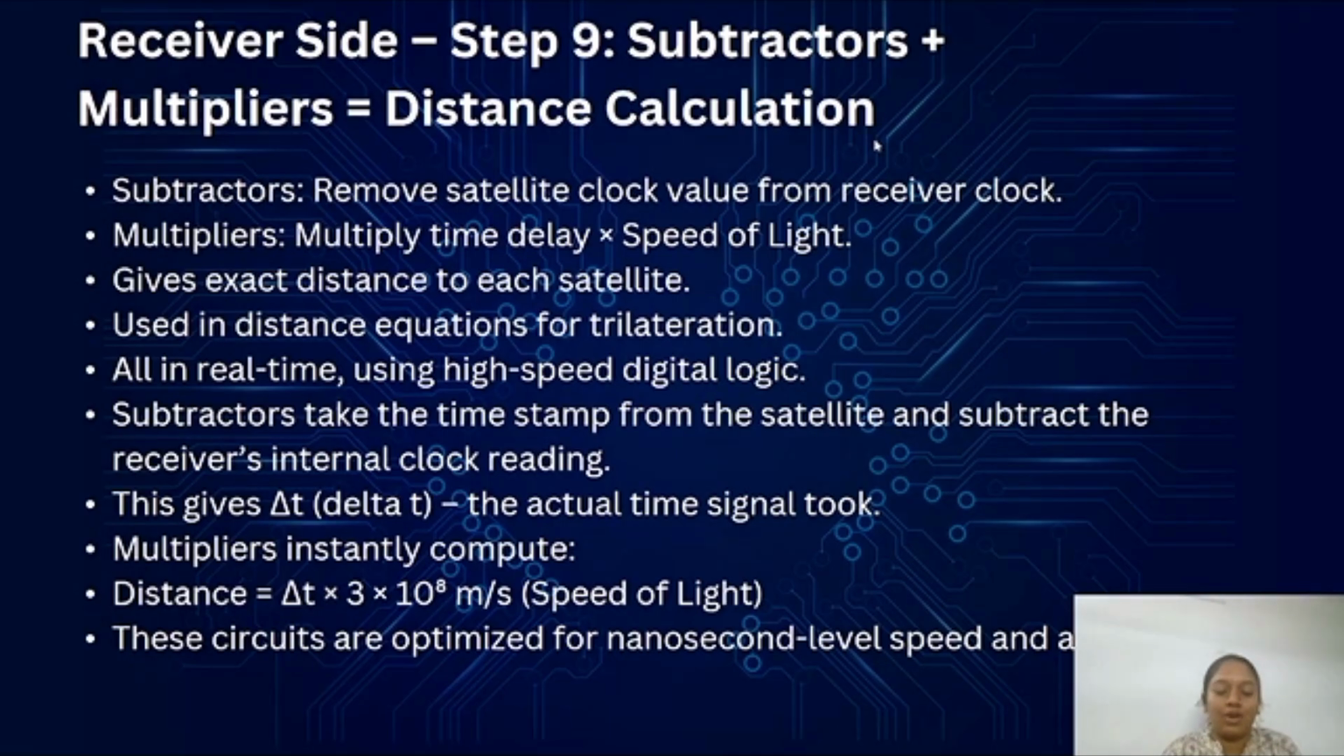First we use a subtractor, which subtracts the satellite clock time from the receiver clock time. This subtraction gives us delta t, the delay in the signal. Next, we use a multiplier, which multiplies the delta t by the speed of light, approximately 3 times 10 raised to 8 meters per second. This gives us the accurate distance to the satellite.